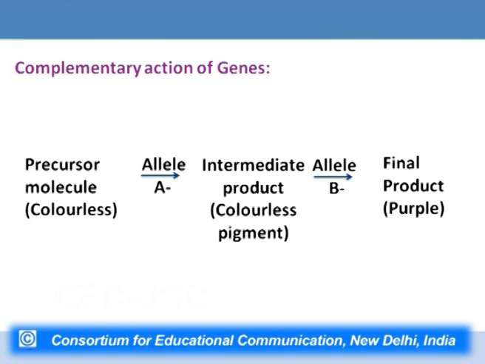wherein a precursor molecule is changed by product of one of the allele, and the intermediate product which is thus formed is acted upon by product of another allele, which leads to formation of final product. So, if any of the allele in dominant condition is not present, then there won't be formation of the final product, which is purple pigment, as seen in the example of sweet pea.